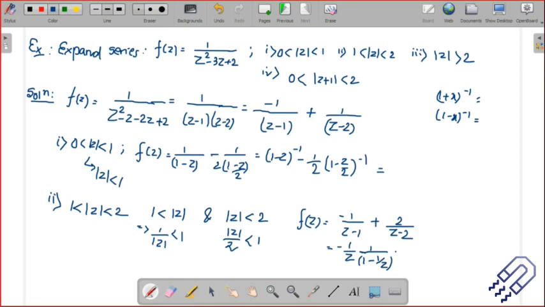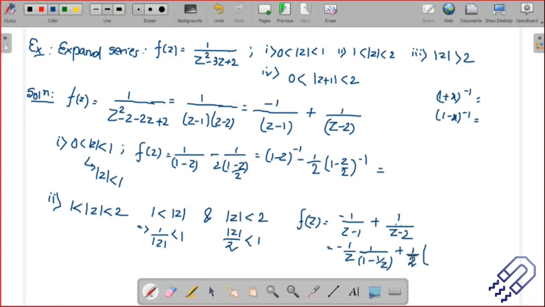This is one function, plus here also I can do the same thing. Sorry, there should be a 1 here, in the original one. So here I can take out 2 common. Modulus of z is less than 2, so modulus of z by 2 is less than 1.